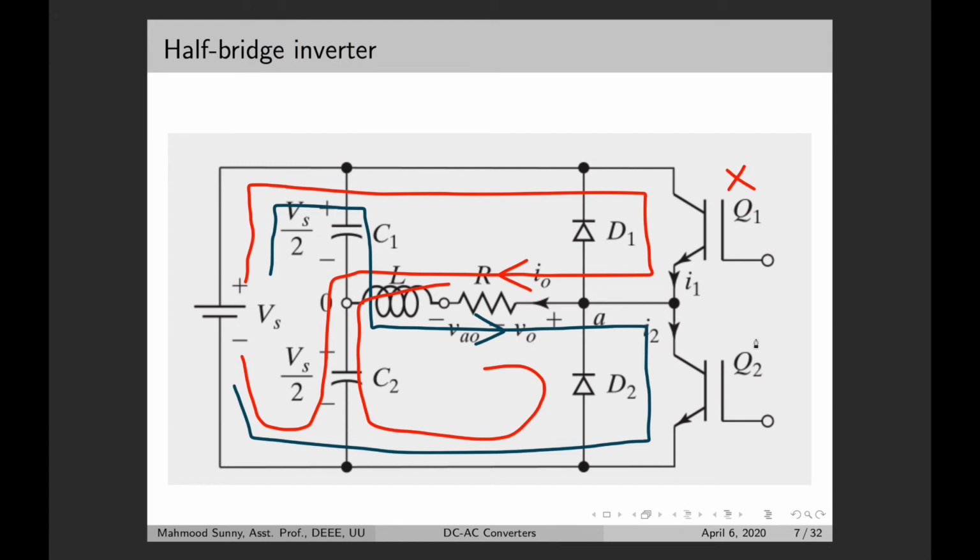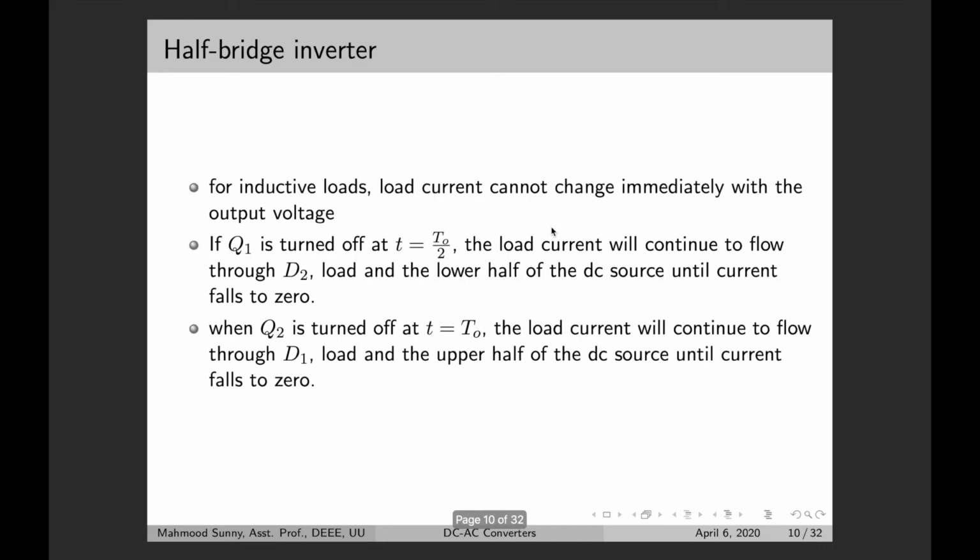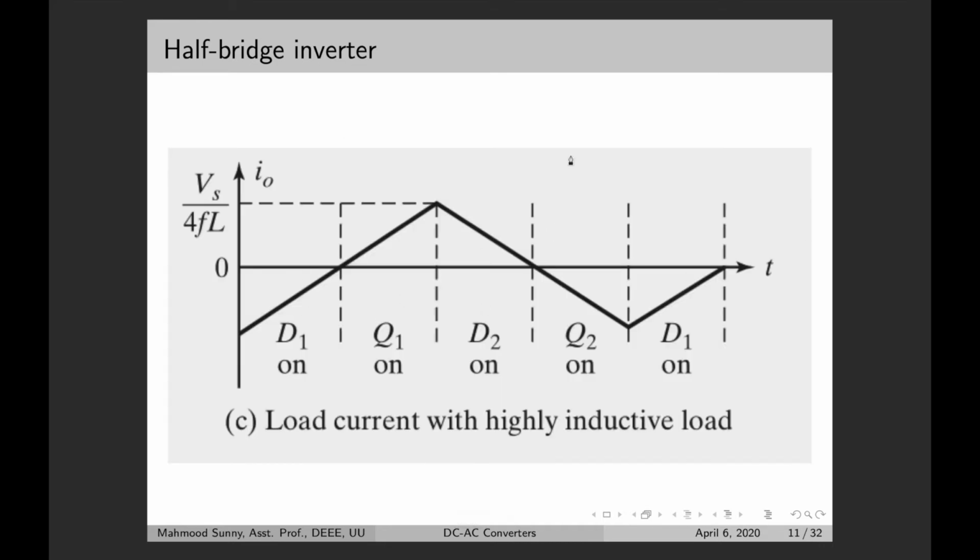and when Q2 is on and then we turn it off, what happens? When Q2 is on, current flows from left to right, but when we turn off Q2, at that moment this excess energy inside the inductor tries to flow through this path, so it cannot go through Q2. So what happens? It goes like this, so it goes through D1. So you can further analyze it with this figure.